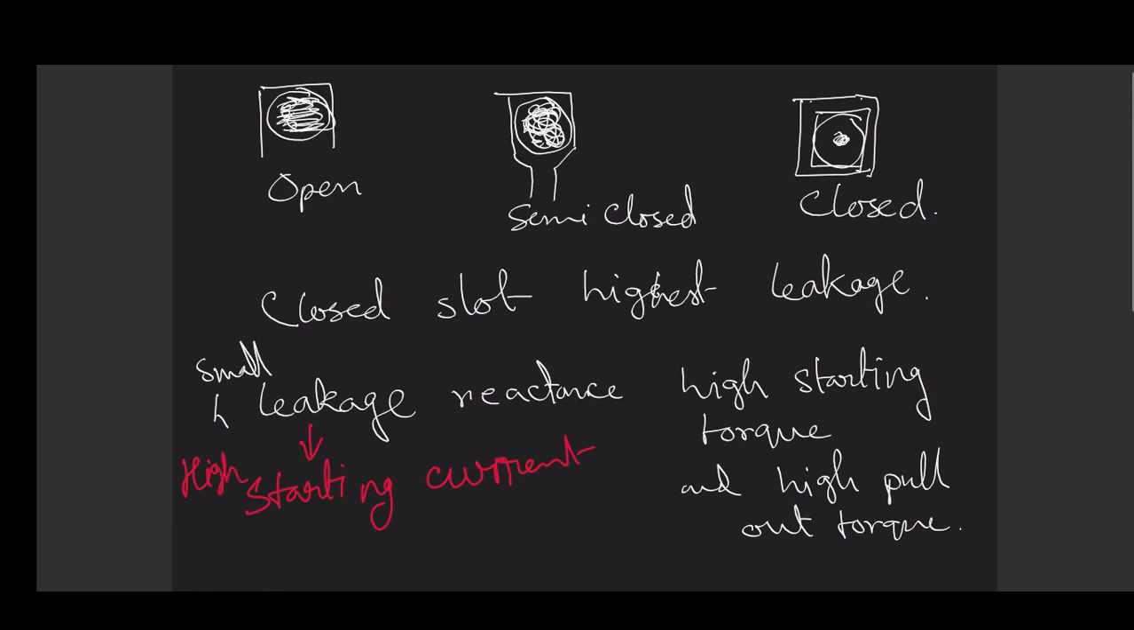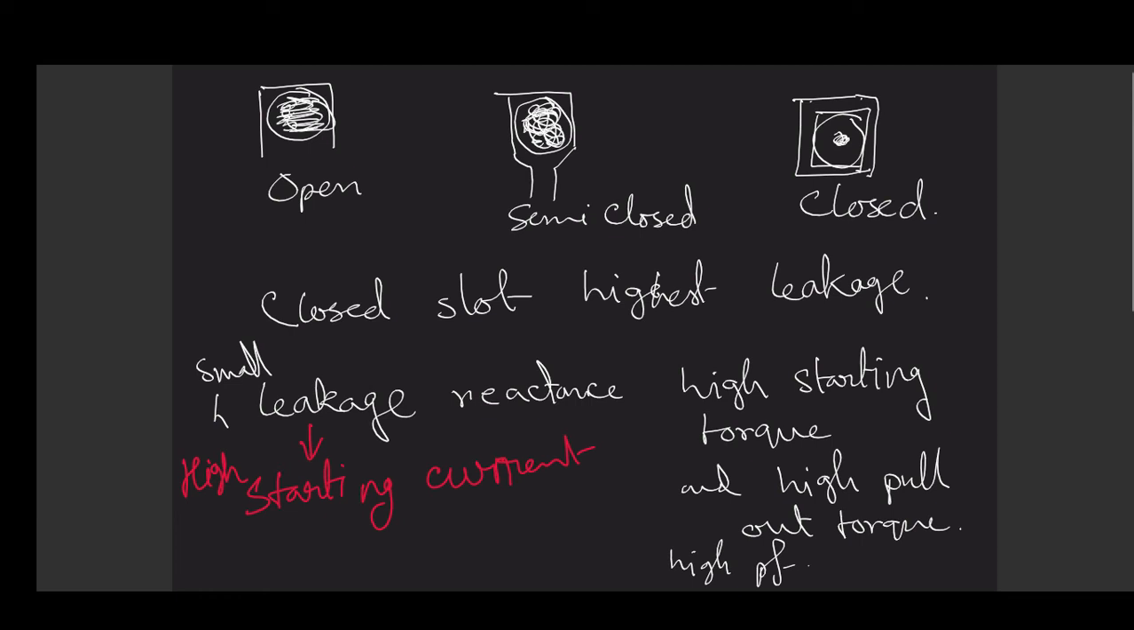It is quite obvious because leakage reactance appears in series. So if you reduce the value of this leakage reactance, then it is going to cause a very high flow of starting current through your machine. And small leakage reactance is also good in terms of offering high power factor. All these are quite obvious.